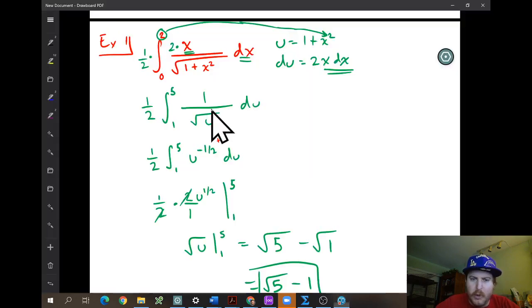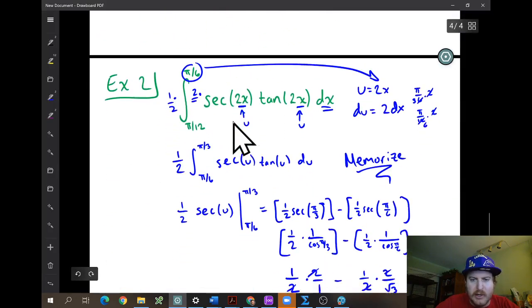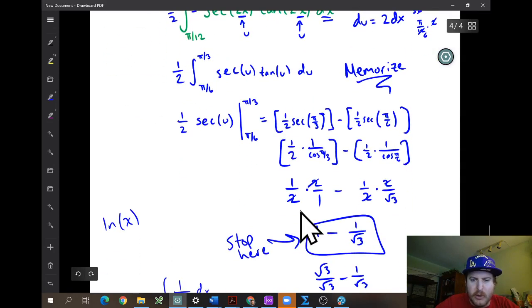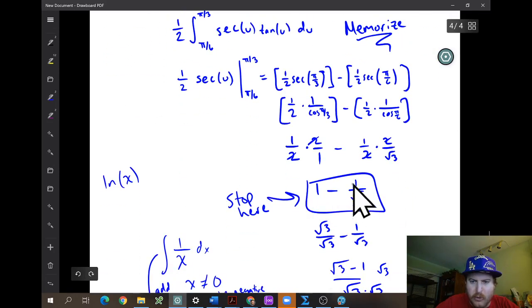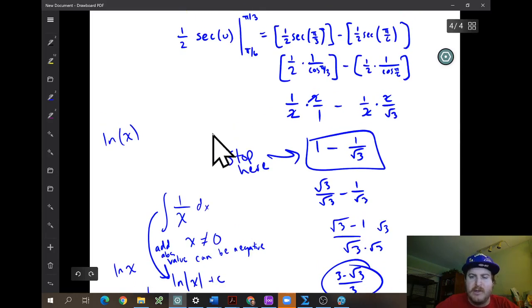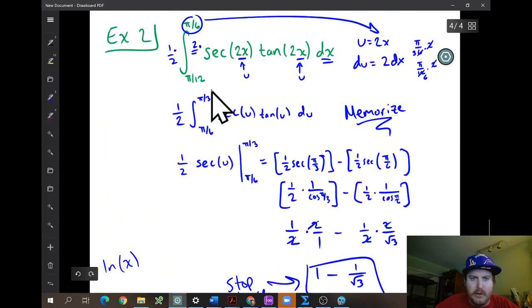I do want to show one more quick thing. Sometimes you'll get an answer that doesn't quite look like yours. How can we check that? So on this one, we had 1 minus 1 over square root of 3. I said just stop there. Your calculator might go all the way here. It might do something different. It might simplify it differently. So I want to show that as well.